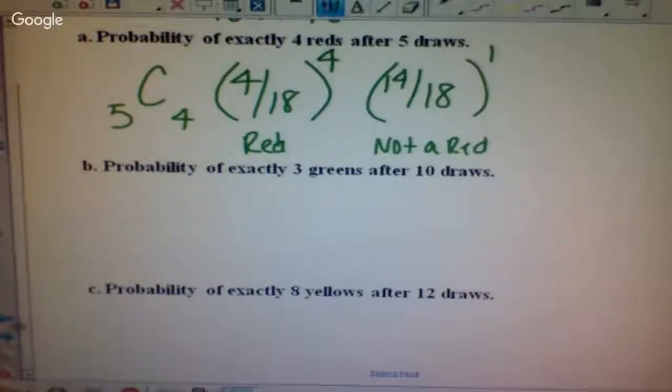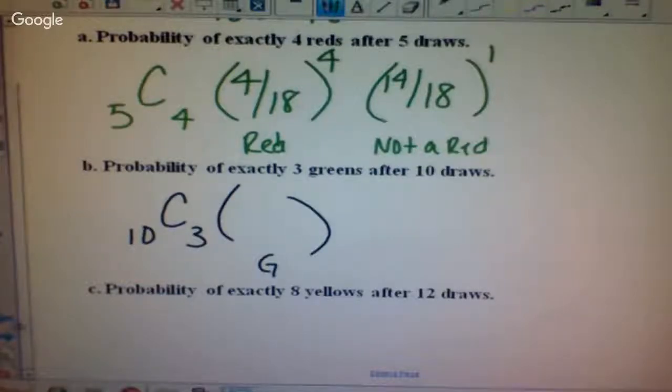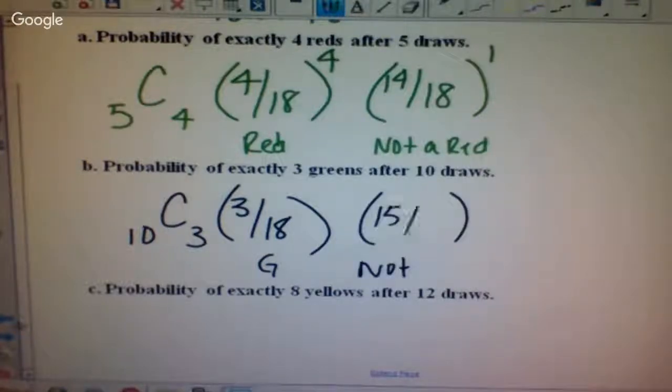B, we have exactly 3 greens after 10 draws. Okay, so 10C3. I want a green. What's the probability? 3 out of 18. And finally, not a green. 15 out of 18. 3 and 7. How many greens do I need? 3. How many not greens do I need? 7.